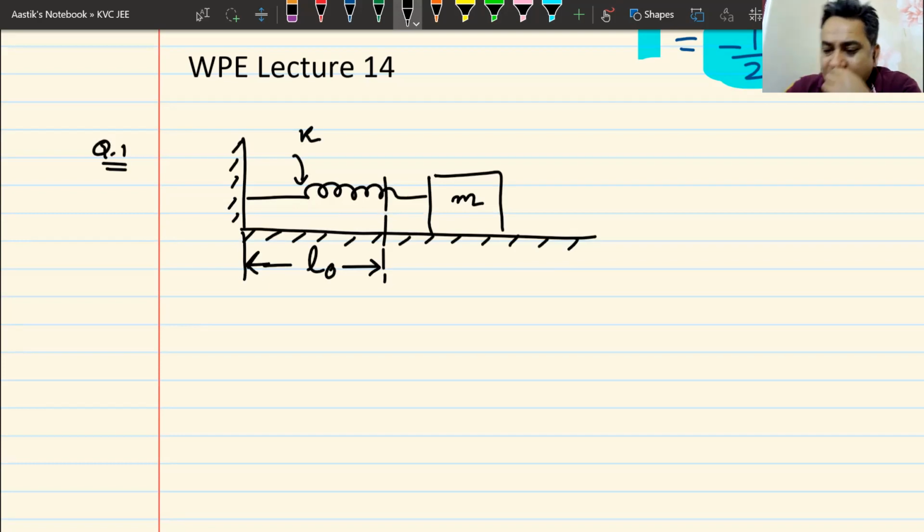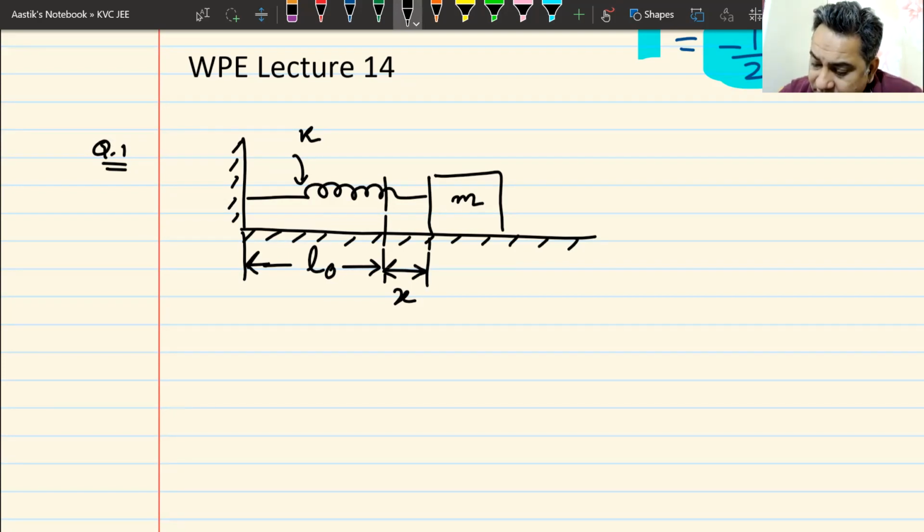Normally, the natural length of the spring is not given to you because it is not required. I am just giving it to you so that you have an idea that sometimes the natural length of the spring might be given to you. It's of no use. It's normally not given. Anyways, now as you can see, this spring has been extended by a length x already in the diagram. The spring has already been extended.